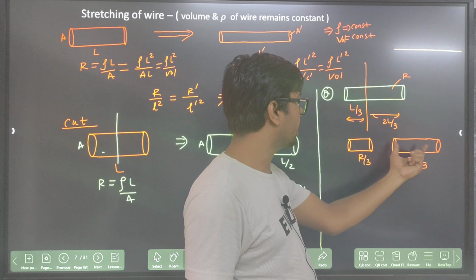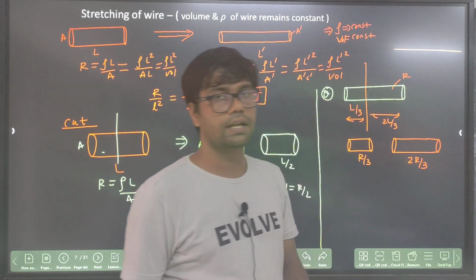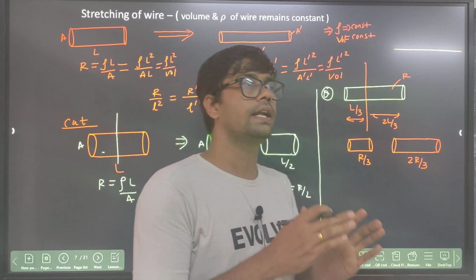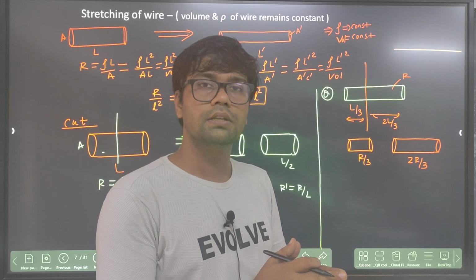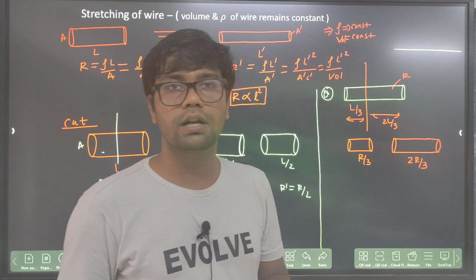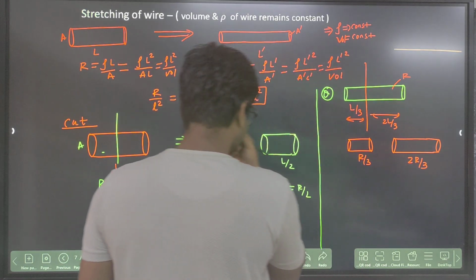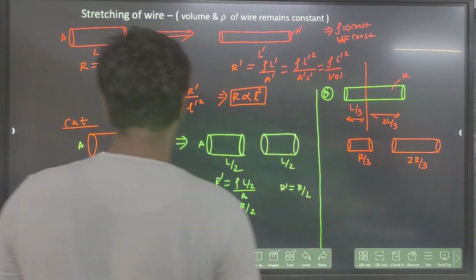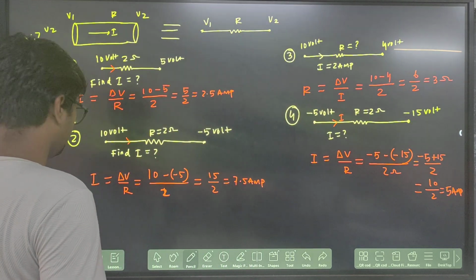After dividing, you will get two resistances: one resistance will be R by 3 and another will be 2R by 3. If the conductor or wire is cut, the resistance will be proportional to the length of the conductor, right? Clear?